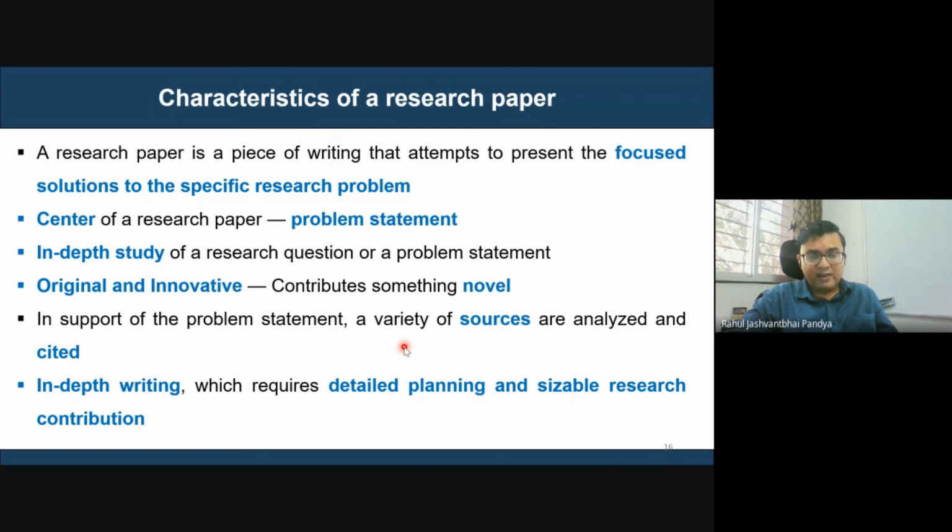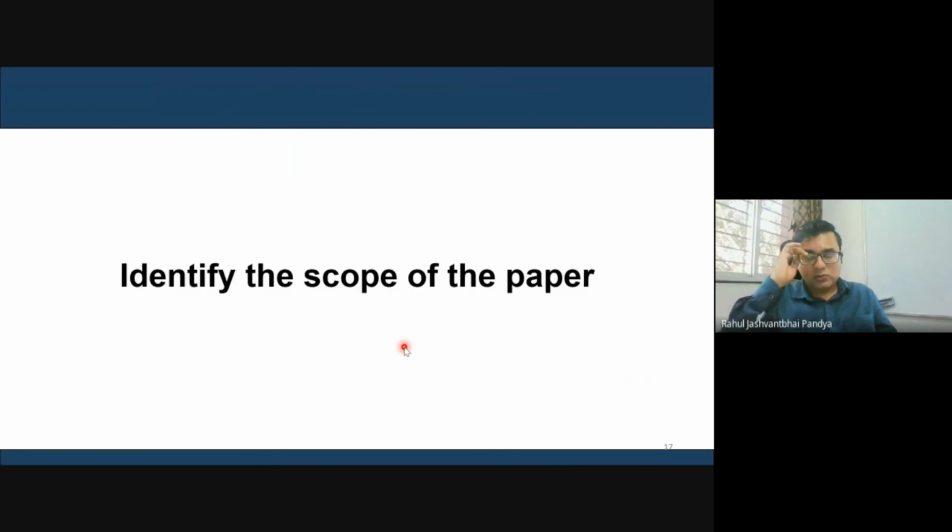We have to do rigorous research. It should not look dull. It should not look incremental. It should be sizable. There should be a wow factor, right? So that's what that part was.